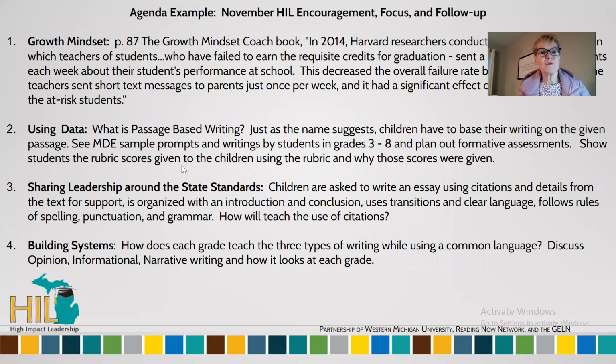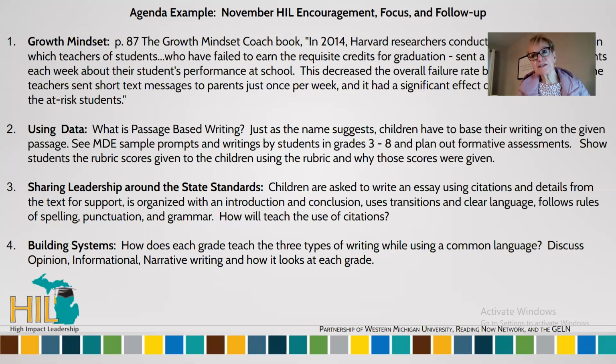Moving on to November, there again, there would be a growth mindset reminder. There was a research example given in 2014 where teachers gave acknowledgement about their students' performance to the parents, and that decreased the overall failure rate. So that is an interesting and motivating concept to think about.